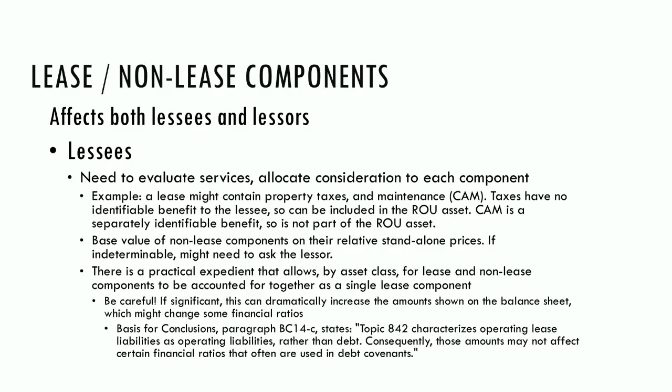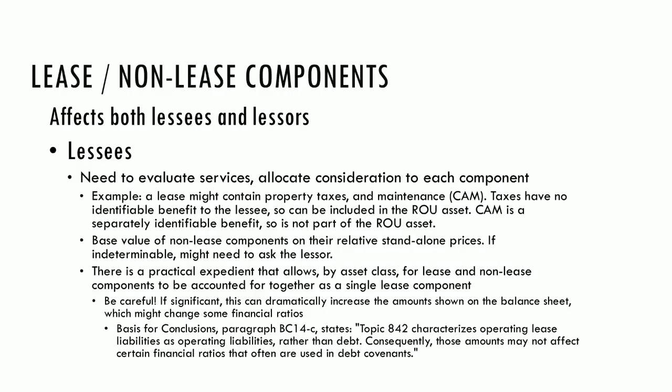By themselves, those taxes have no identifiable benefit to the lessee. The lessee will not obtain those taxes without the lease, so that would be included as part of that asset. It's in fact part of it. It belongs to that asset. The CAM, on the other hand, is a separately identifiable benefit. You can go get that maintenance part somewhere else. You would not include that as part of the right-of-use asset.